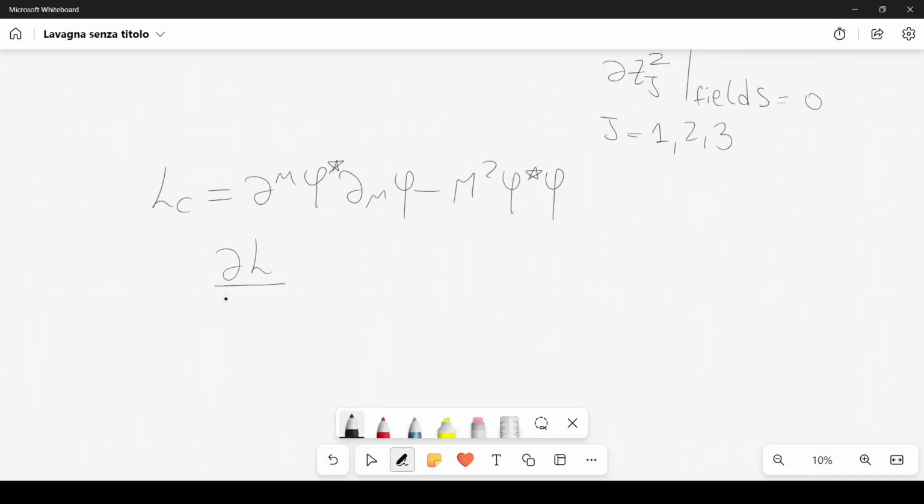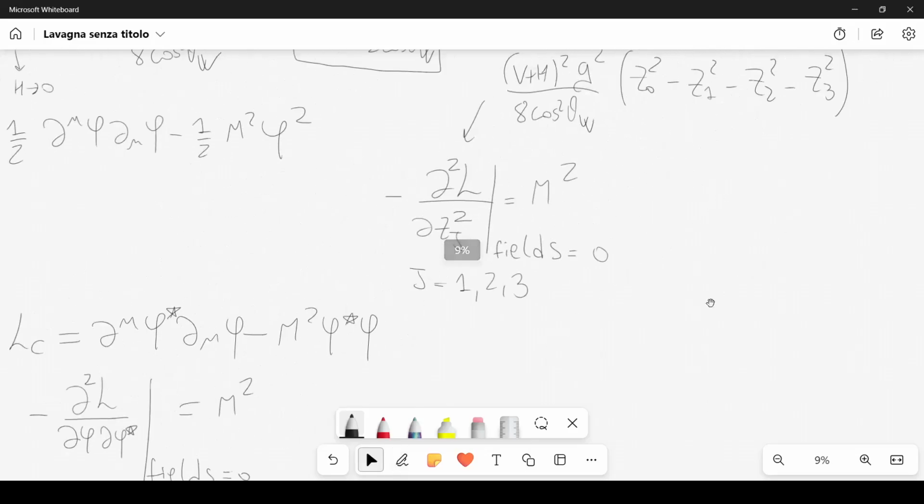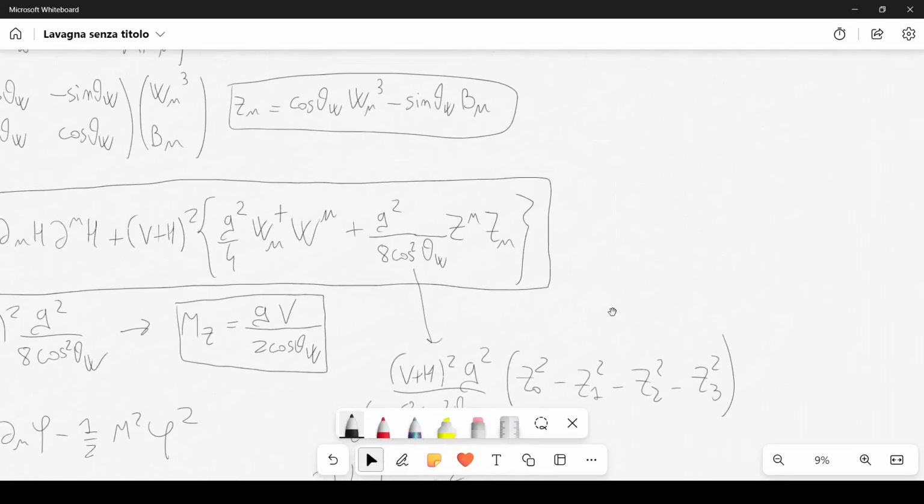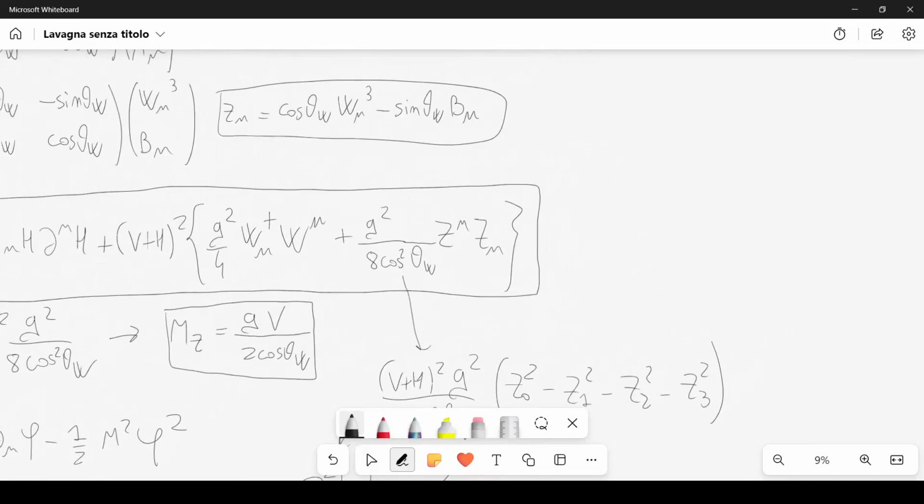So you can define the mass squared as the second derivative of the Lagrangian, taking the derivative with respect to φ and φ*. You put a minus, and you set all the fields to 0. And this is how you get m squared. And what about the mass of the W boson? We can do the same here.